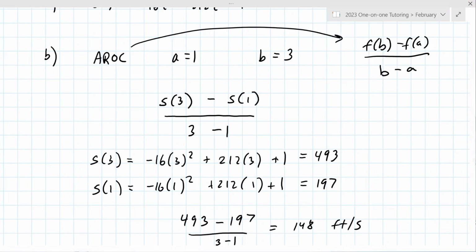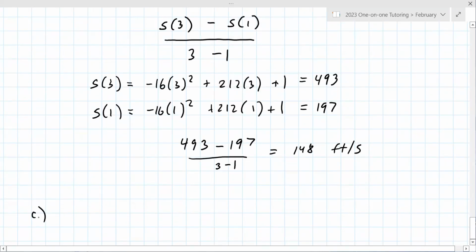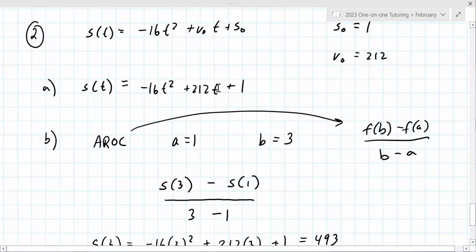Okay. Was the rocket speed at 2 seconds? Is this just putting 2 in for f of 2 equals? S is its position. So to find the speed, you need the velocity. Velocity is the derivative of the position function. So that would be minus 32t plus 212. That's the derivative of this line right here.